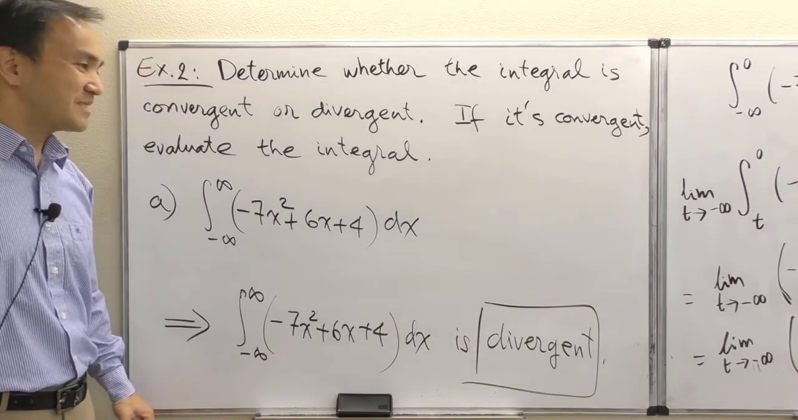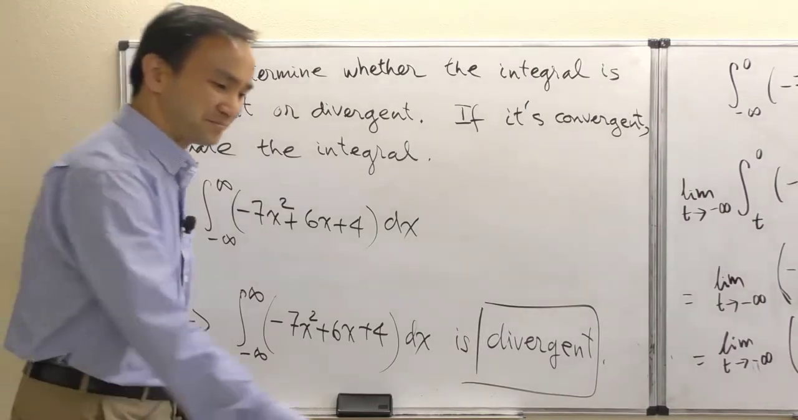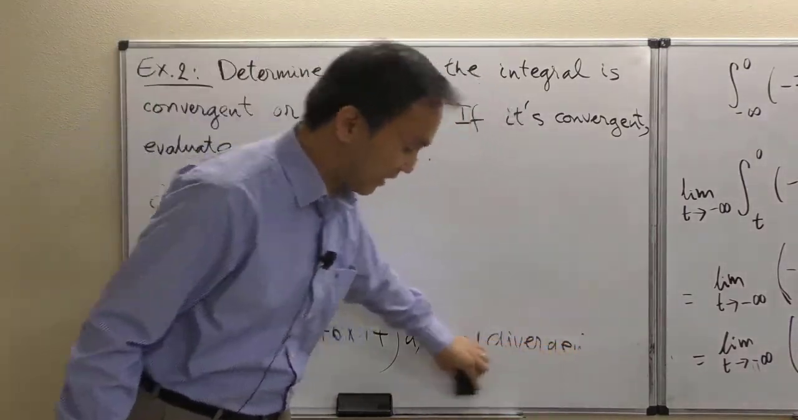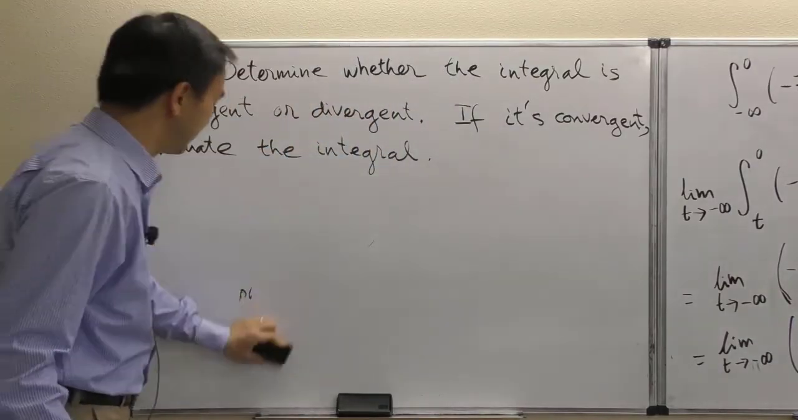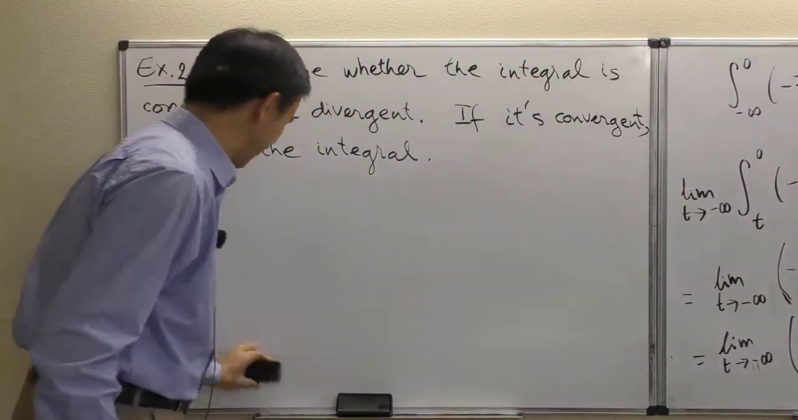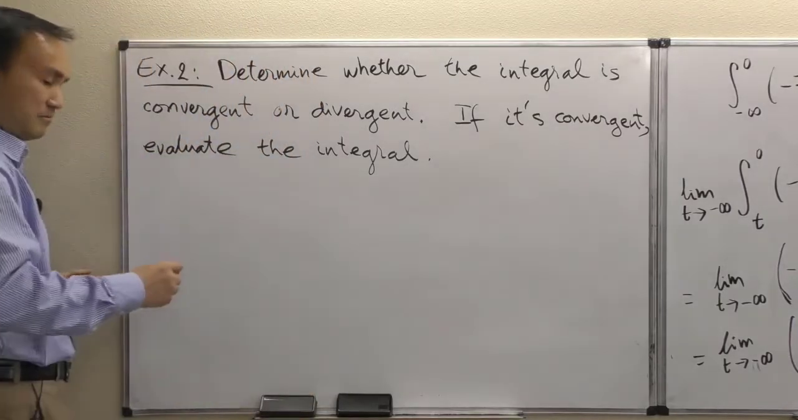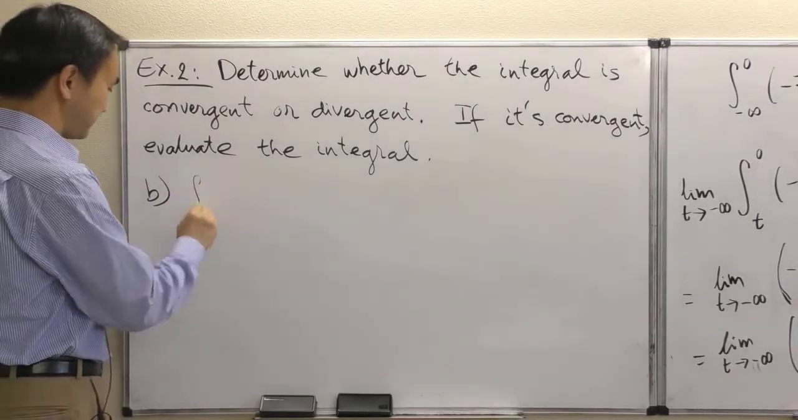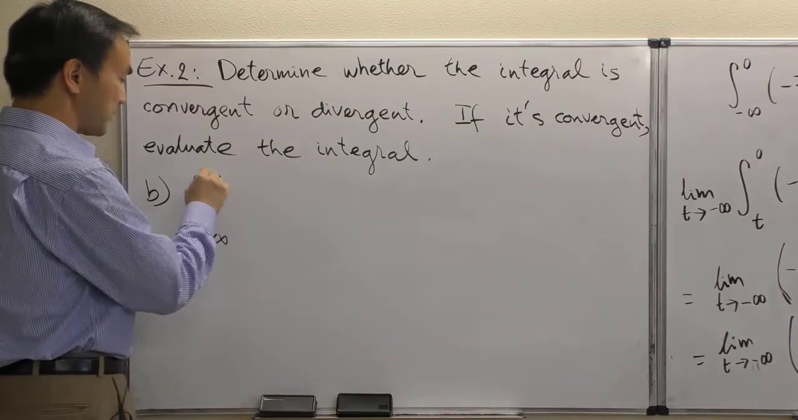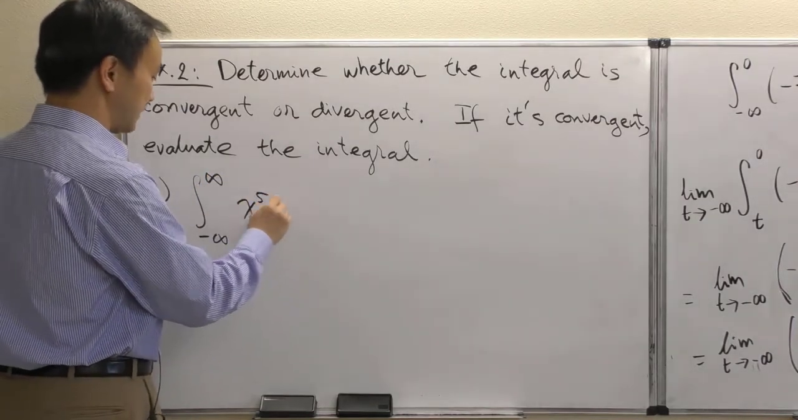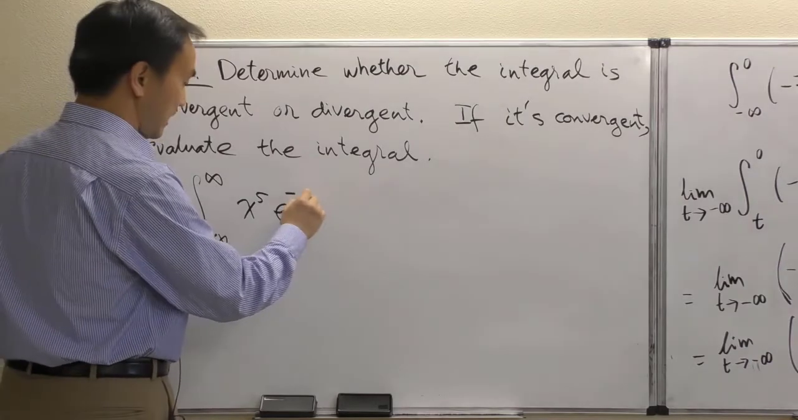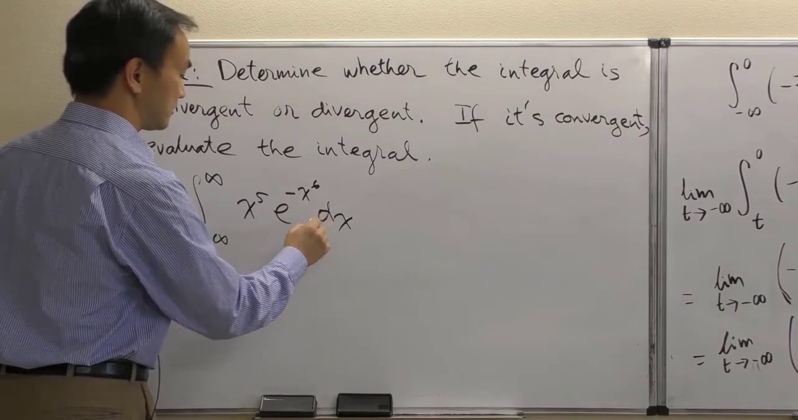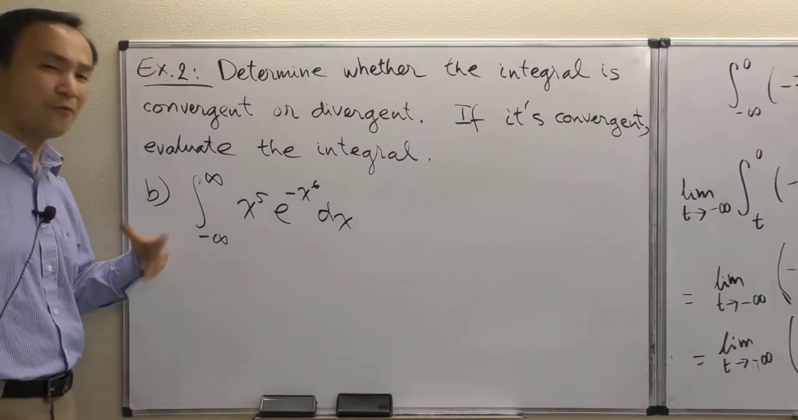All right, now let's look at another problem. Now I'm looking at part B of our example. Let's write it down. In part B, let's look at an integral from minus infinity to positive infinity of x to the fifth e to the minus x to the sixth dx. That's our improper integral of the third form.